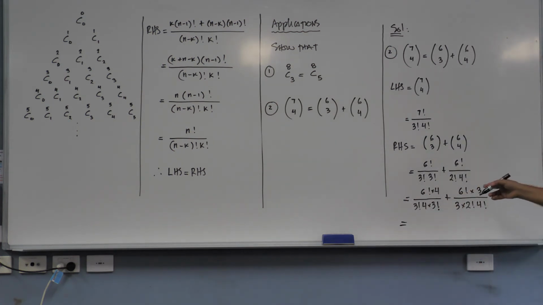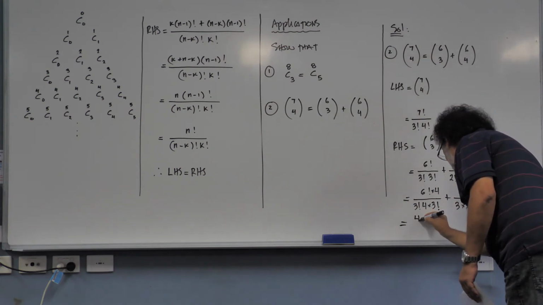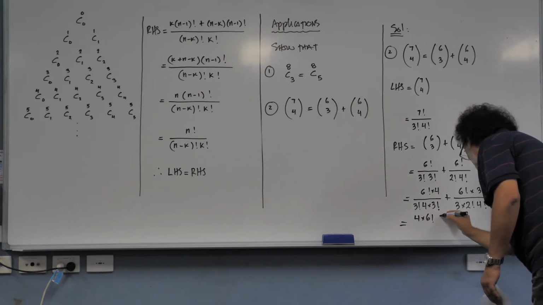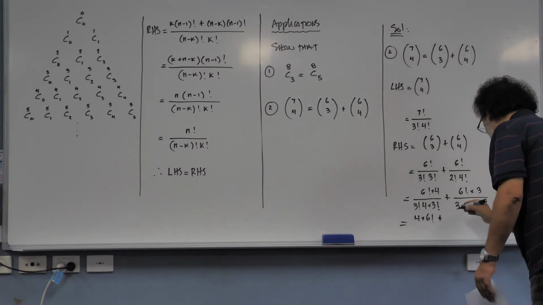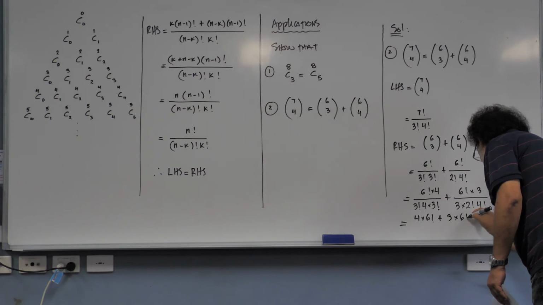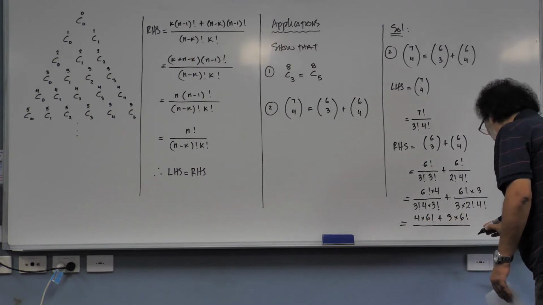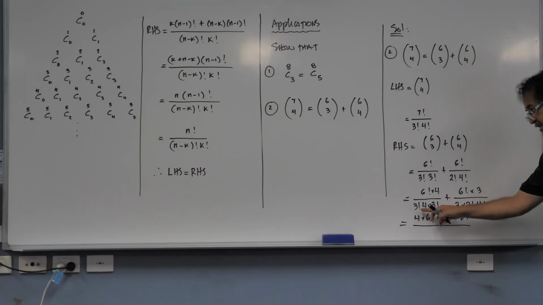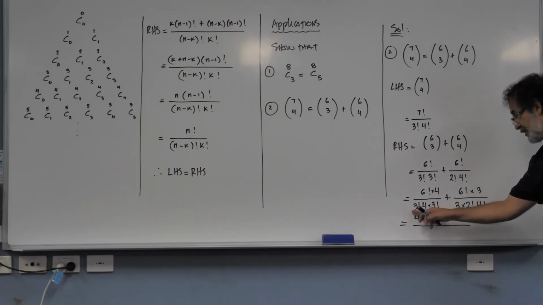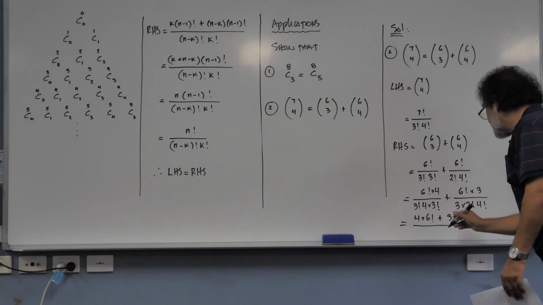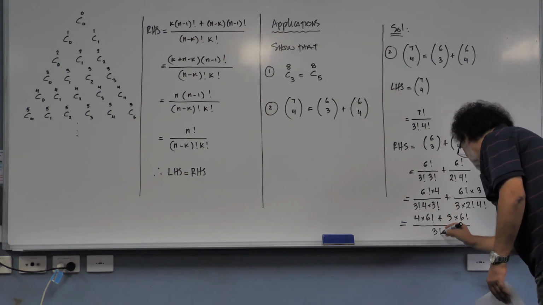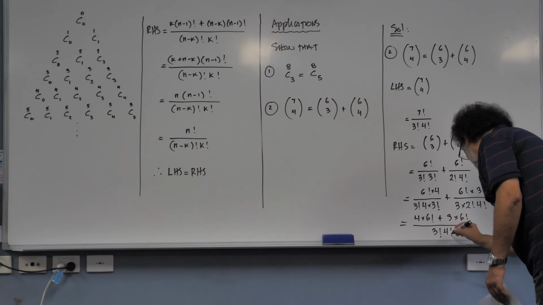So on top we're going to have 4 multiplied by 6 factorial, and I'm going to put the fraction together. And in here we're going to have 3 times 6 factorial. And I know that the denominator is going to be equal to 3 factorial, 4 factorial. Okay, are you happy with that? Yes. So this is going to be equal to 3 factorial multiplied by 4 factorial.